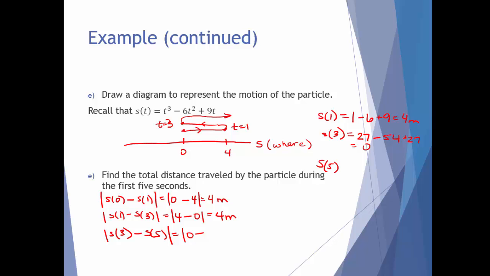So S of 5 is 5 cubed, which is 125, minus 6 times 25, which is going to be 150, plus 9 times 5, which is 45. So S of 5 is 20. So we have the absolute value of 0 minus 20. So the distance traveled between 3 seconds and 5 seconds was 20 meters. So in total, the distance traveled by the particle between 0 seconds and 5 seconds is a total of 28 meters.